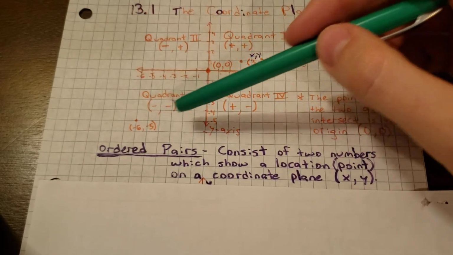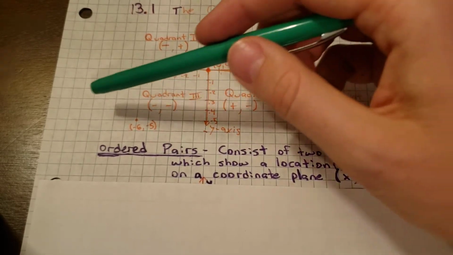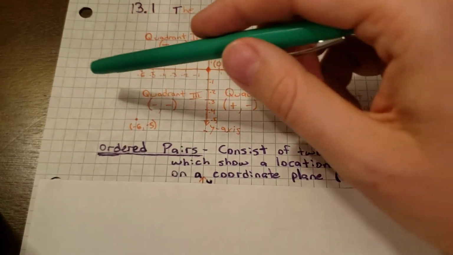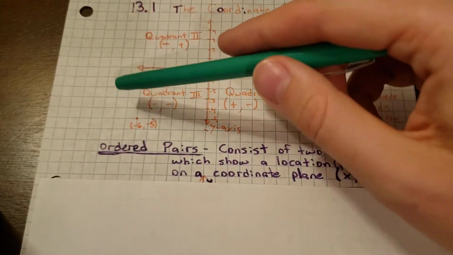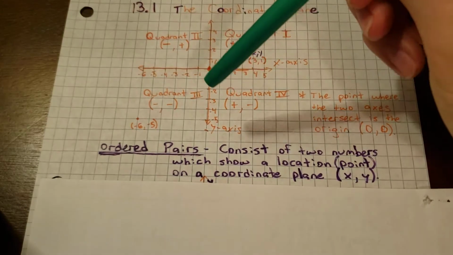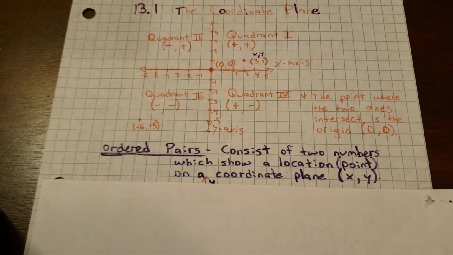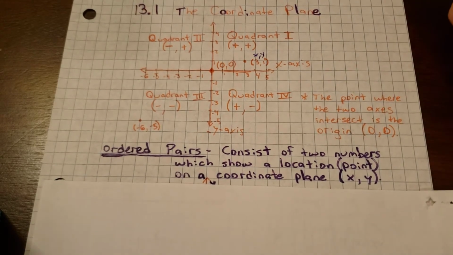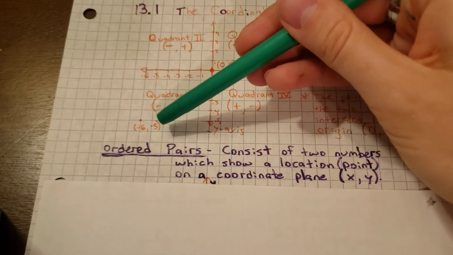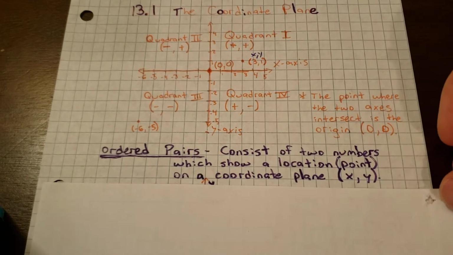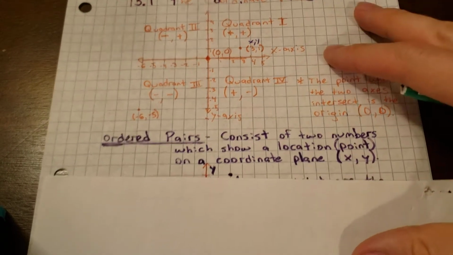They're both negative. We know they're in quadrant 3 because they're over in this sector over here, which goes on infinitely that way and infinitely this way. So all the way over here, that's quadrant 3. But this ordered pair is -6, comma, -5.